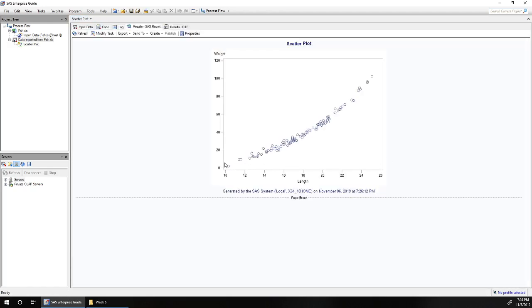And we're going to see data that, well, it's pretty close to a straight line. So a linear regression model is going to fit this data pretty well, but there's a definite curve to the data.